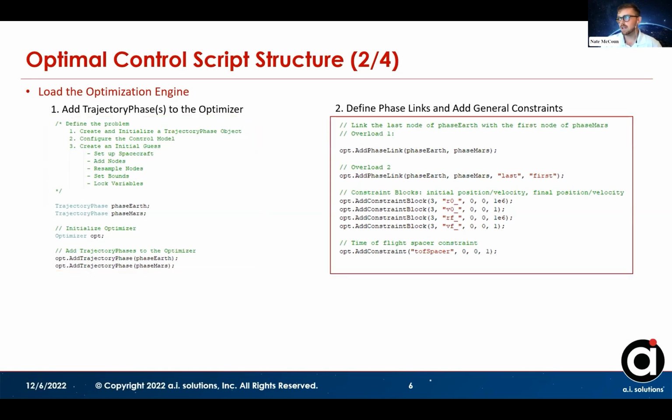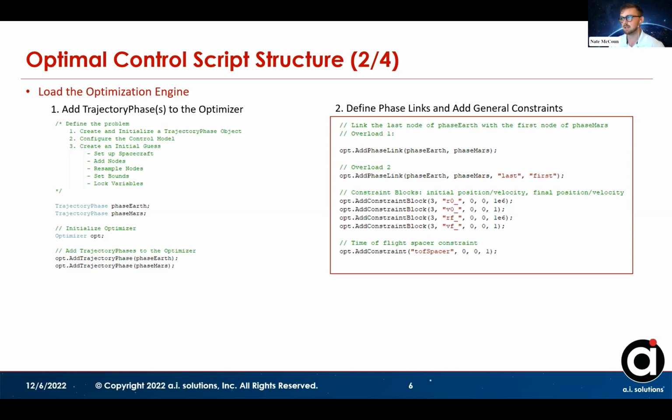Next, you want to define phase links and add general constraints. Constraints are used in an optimization process to define conditions which must be met in order for the solution produced by the optimizer object to be considered feasible. When you're solving an optimization problem that includes multiple trajectory phase objects that are intended to be continuous, in our case, we have a phase Earth and a phase Mars. We can think of this as an initial configuration for an Earth to Mars low thrust transfer. You want to link those two phases together across position, velocity, mass, and epoch so that they're continuous.